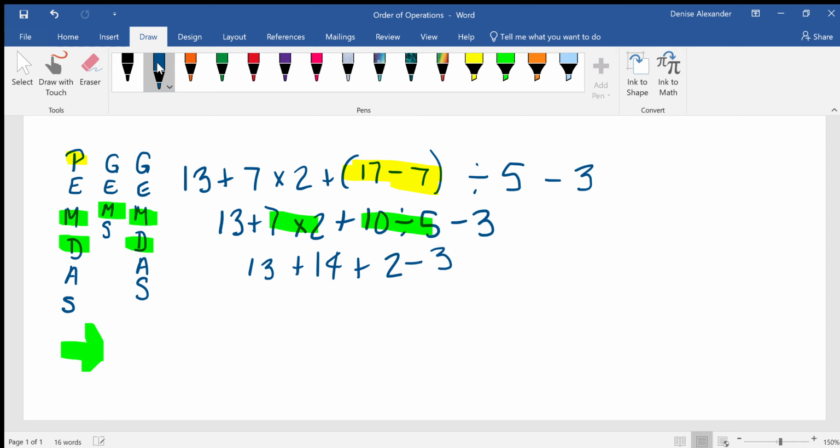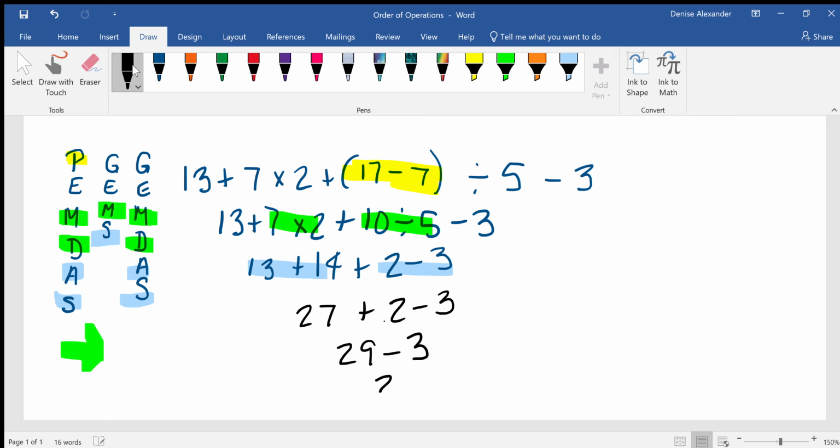Great job. And then all I do is add and subtract. It doesn't matter how I do it as long as it gets done. And subtraction is add and subtract. So I'm going to just do it like this. 13 plus 14 is 27 plus 2 minus 3. I'm going to do 27 plus 2, which is 29, and then minus 3, which gives us 26.